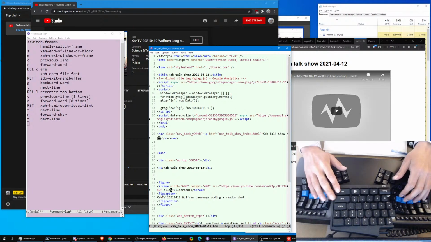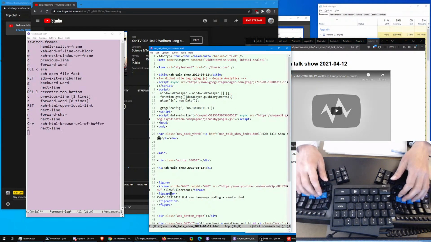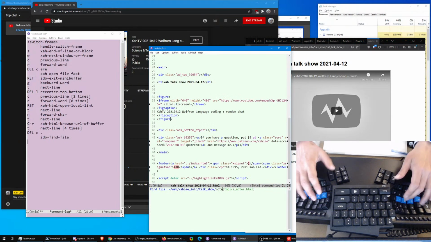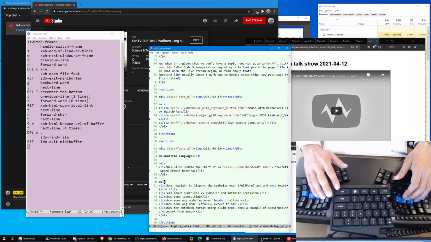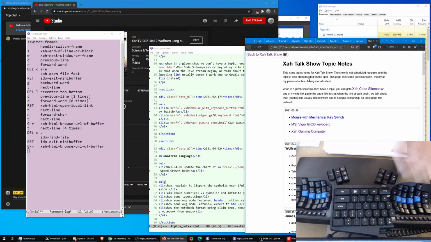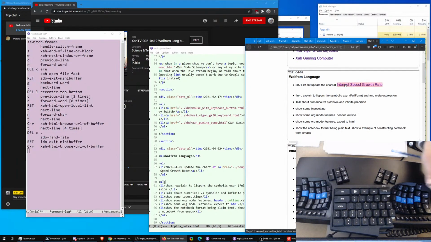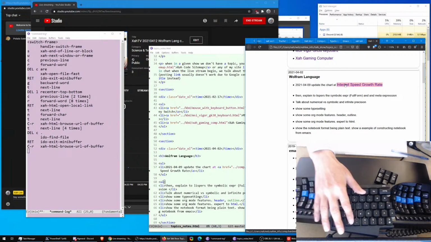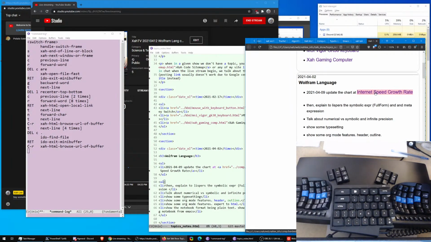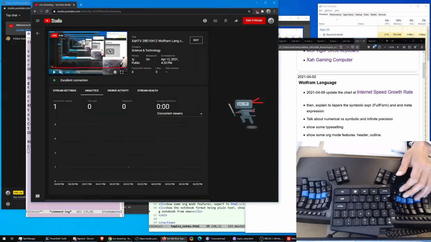And today we are going to do Wolfram language coding. Okay, let me show what I'm going to do. So there is my XR Talk Show topic notes. Okay, that's my random notes on things to talk about. So today I'm going to do probably an hour or 50 minutes, no more. And I'm going to code Mathematica Wolfram language. Okay, so if you have questions about Wolfram language, just shoot.